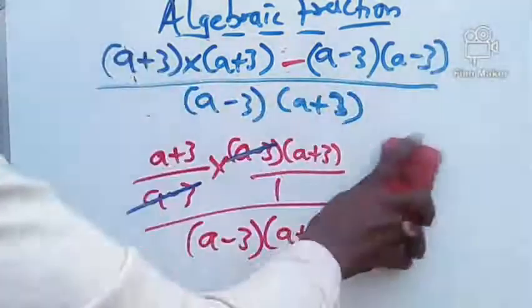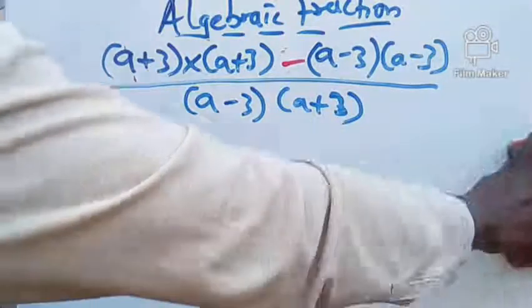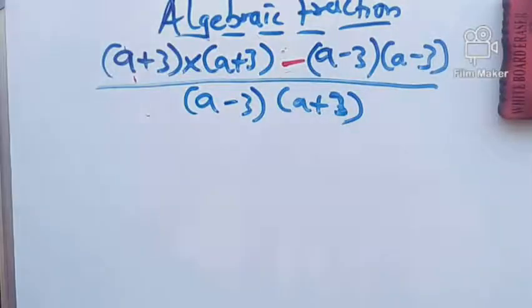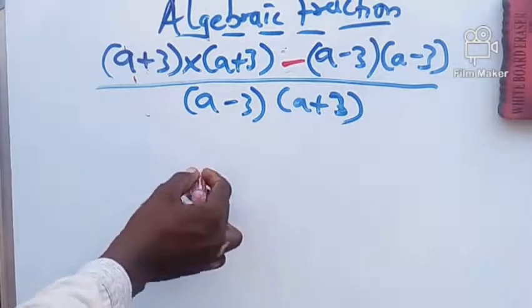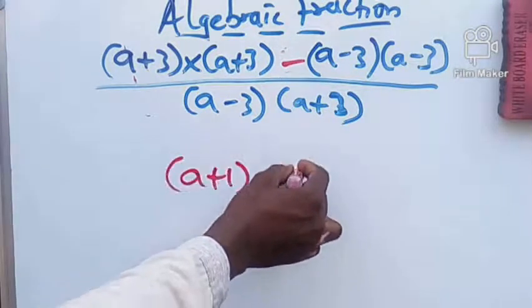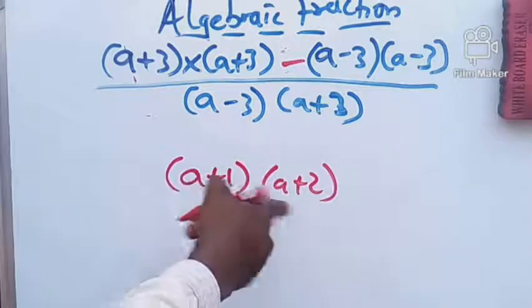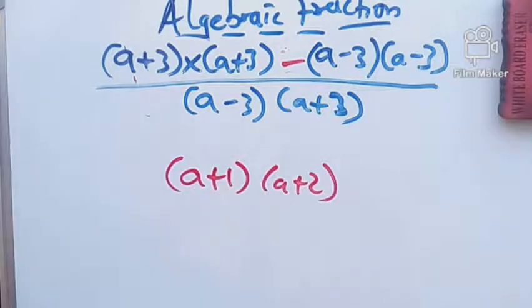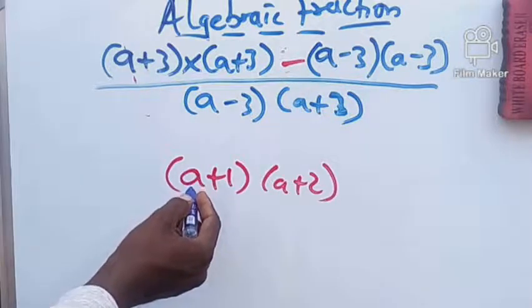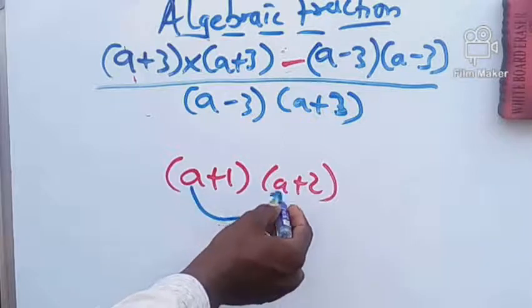So that's it. Let's continue with the simplification operation. The next stage is to get rid of the brackets at the top and at the bottom, as the case may desire. Anytime you're multiplying two binomial expressions, such as a plus 1 and a plus 2, the rule simply says take the first term and multiply the first term of this.